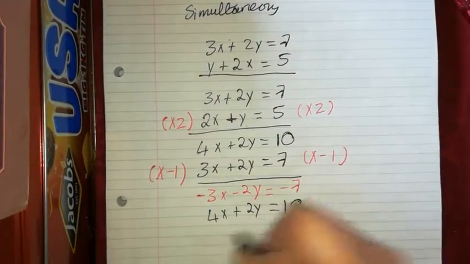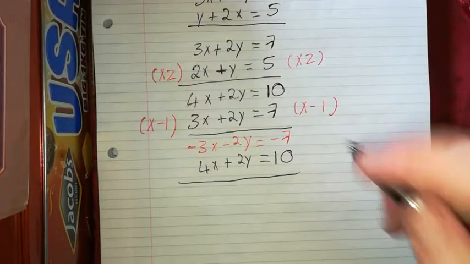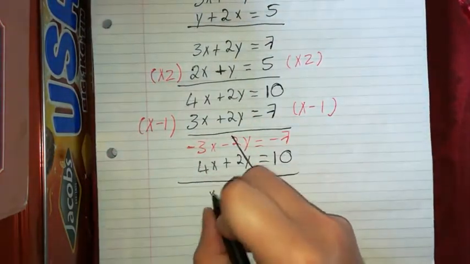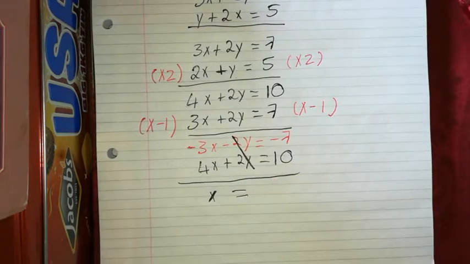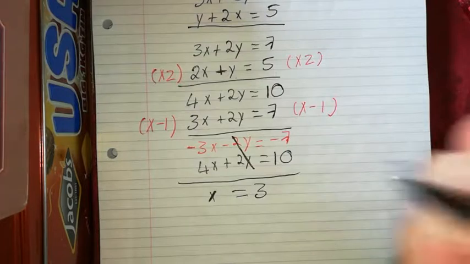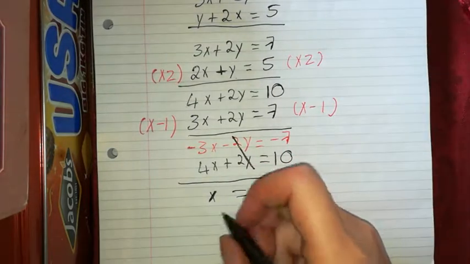equal to 10. So then I have 2y minus 2y, so that'll cancel. 4x take 3x is going to be x, and then 10 take 7 is going to be 3. So I get x is equal to 3, and what I can do as well is then I can plug in my value for x.